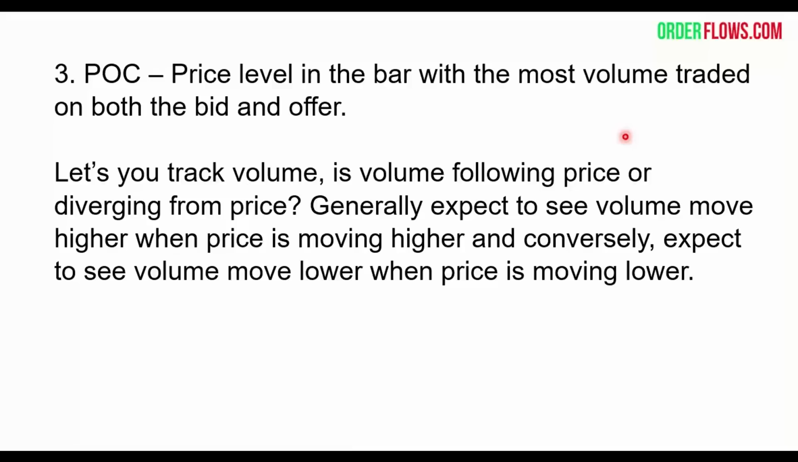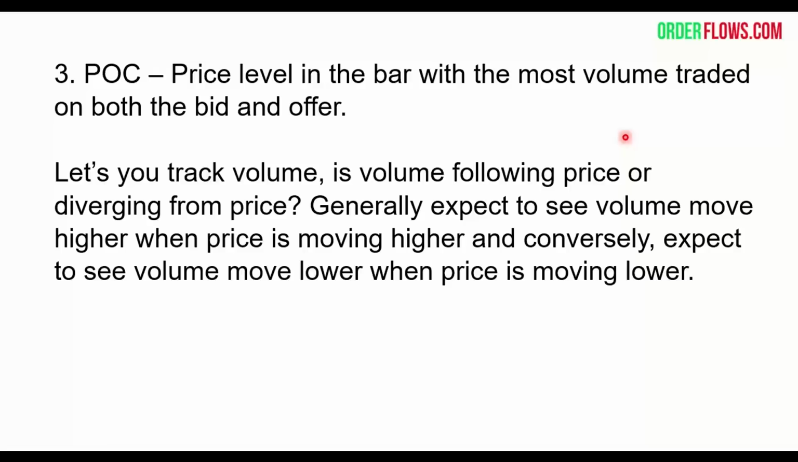Now, point of control: the price level in the bar with the most volume traded on both the bid and the offer. Now, this is not in the two-way auction. This is in the bid and the offer. It's a crude way of letting you track volume, because you want to be asking: is volume following price or is it diverging from price? Is price going higher, but is volume also going higher? Generally, when price is moving higher, you expect the volume to also be moving higher, because that's what's going to sustain the move. When you have price go higher on very light volume, it often retraces back from where it came sooner rather than later.